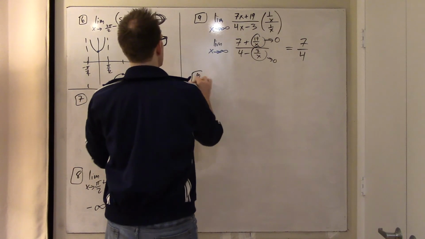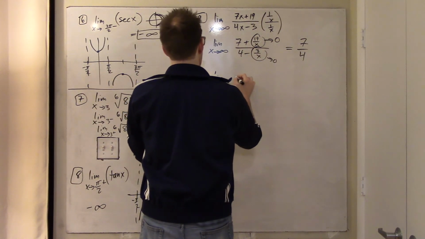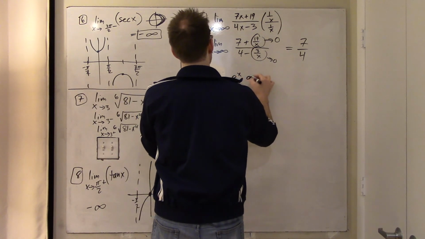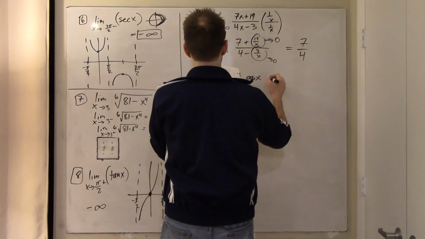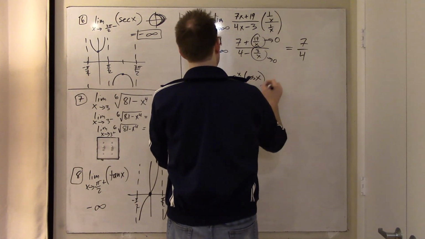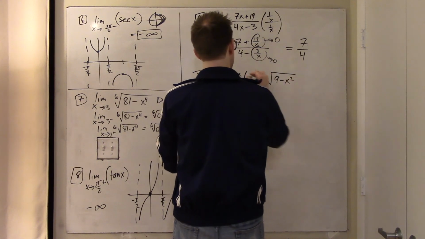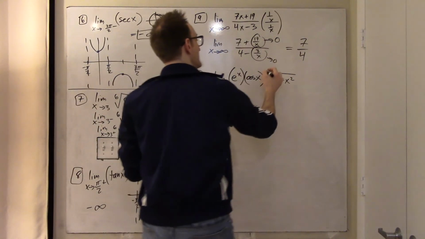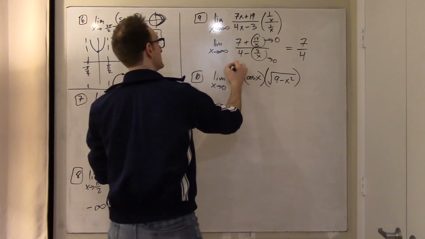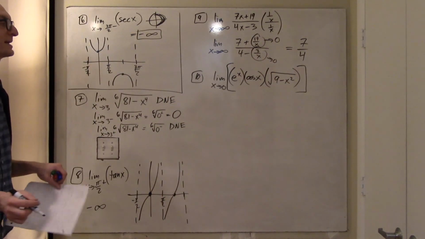Let's keep going. 10, the limit as x goes to 0 of e to the x cosine x, and this is kind of an unfortunate typography here. But what was intended is this. So we're taking the limit as x goes to 0 of the product of these three things.